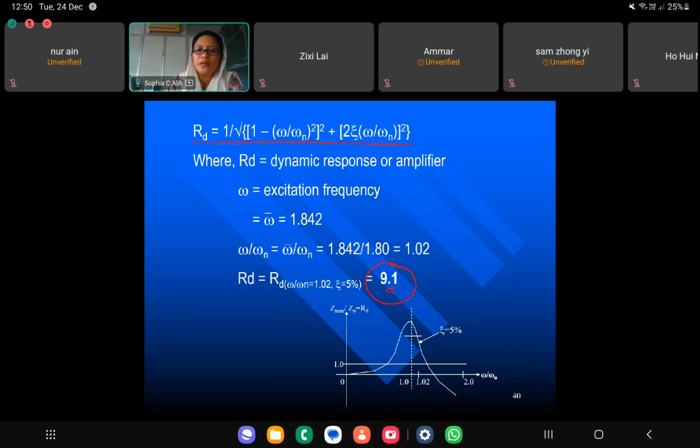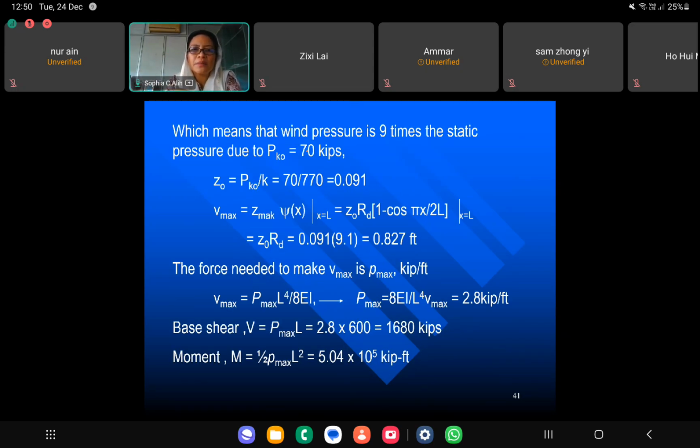That's what it means. So from here, I get my pressure due to static to be 70. Since I have a dynamic amplification factor, I have to times with 9.1, and I can get from here my base shear, 1,680, and also my moment to be this one. Okay, so I keep this value.